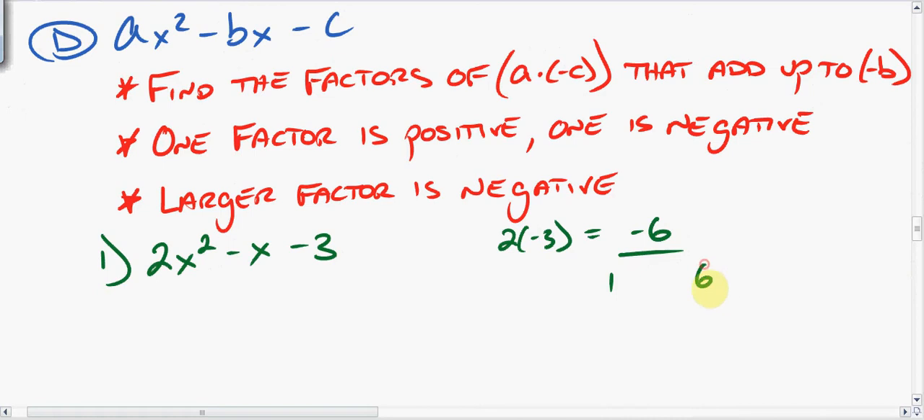So let's start out with 1 and 6. Larger factor is negative. 1 plus negative 6 is negative 5. It's definitely not negative 1. 2 goes into 6 3 times. Larger factor is negative. 2 plus negative 3 is negative 1. That's what we want. That's our b. So we've got our two factors here of 2 and negative 3.